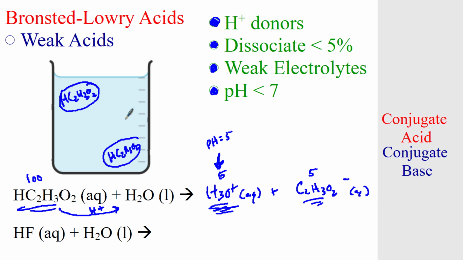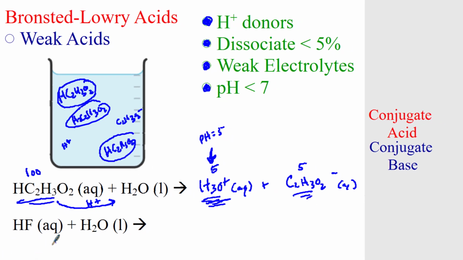I would have to have 100 of these HC2H3O2 molecules in order to have 95 and 5, with only 5 of them split up into H plus and C2H3O2 minus particles.